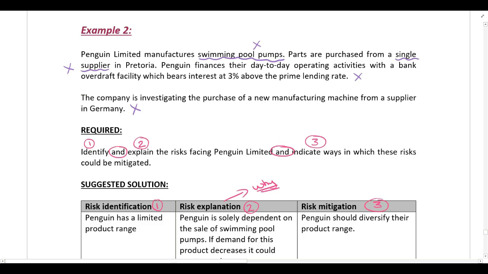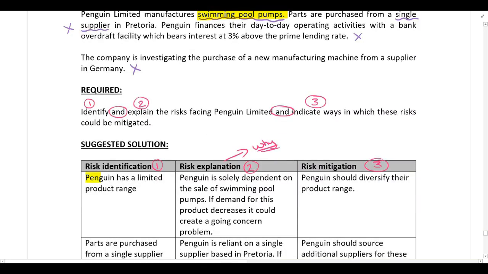The first risk that we identified is that the company only sells one product. They manufacture swimming pool pumps, only one product. So we identify the risk: they have a limited product range. We then need to discuss why this is a risk. Explain the risk in detail. The company is solely dependent on the sale of swimming pool pumps. If demand for this product decreases, it could create a going concern problem for the company.